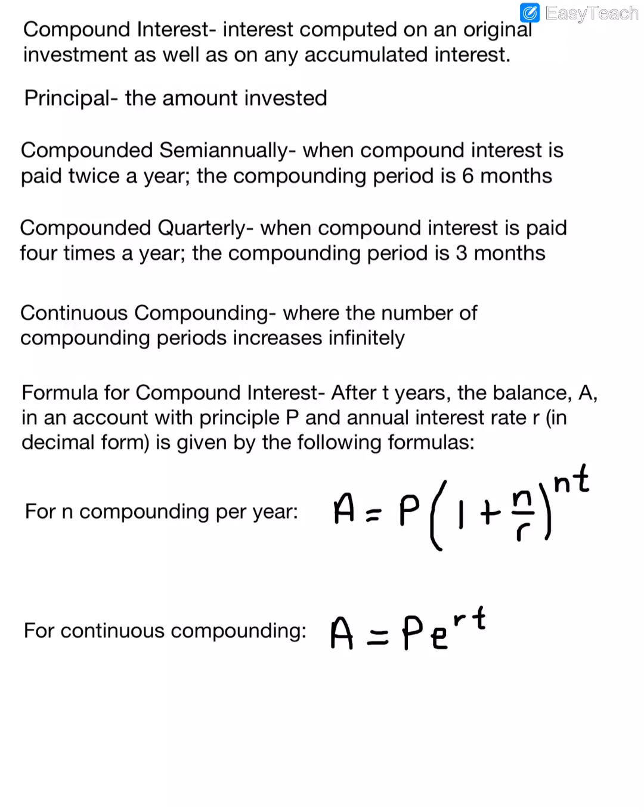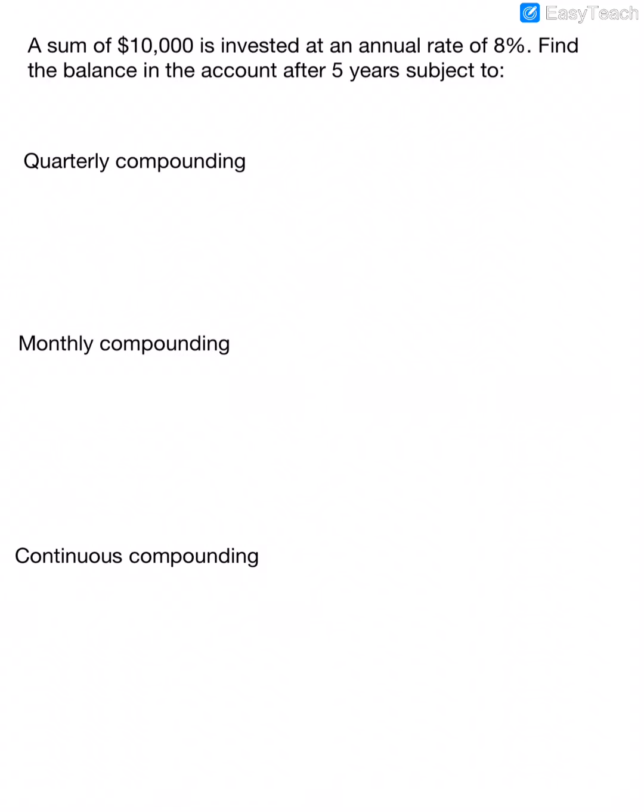All right, so let's figure out some interest. A sum of $10,000 is invested at an annual rate of 8%. Find the balance in the account after 5 years subject to, and the first one is quarterly compounding.